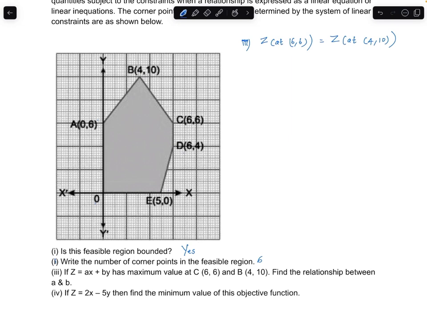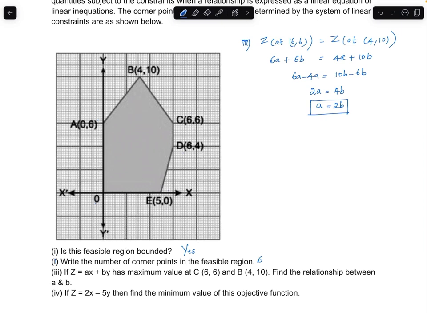Substituting (6, 6) in the equation, we get 6a plus 6b is equal to, substituting (4, 10) in the equation, we get 4a plus 10b. 6a minus 4a is equal to 10b minus 6b, which is 2a is equal to 4b. Reducing it, a is equal to 2b. So this is the relationship between a and b.